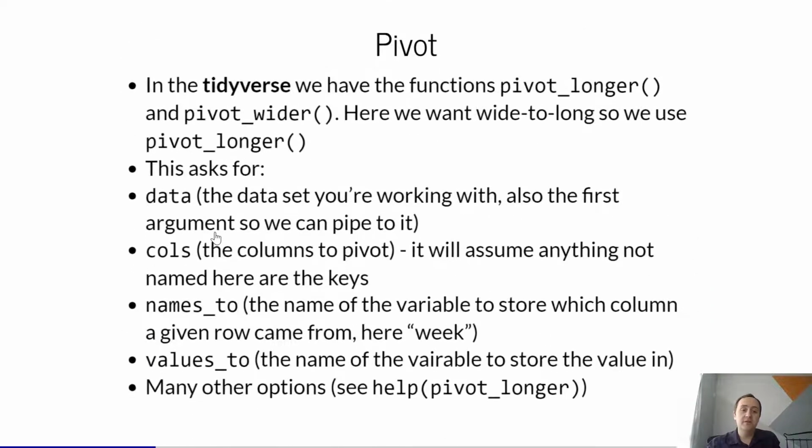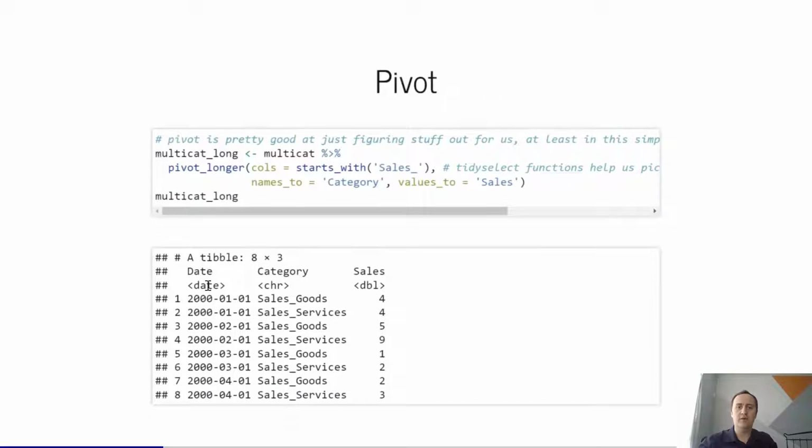So those are going to be determined by names too, which is going to give us the name of the variable that's goods or services, and then values too, which is the name of the variable that actually stores the values. There are of course many other options for doing this. Just see pivot longer for more information.